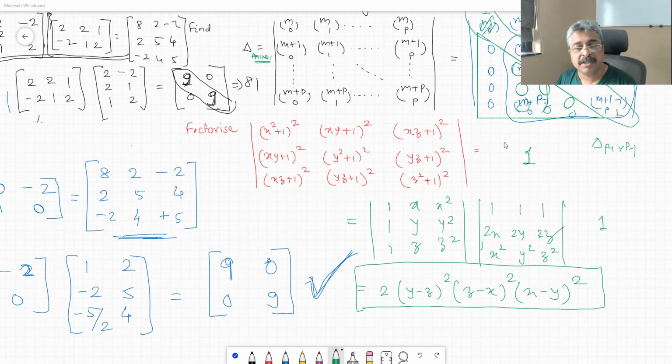And question 3 is direct factorization. The factorization of the given determinant is [1, 1, 1; x, y, z; x square, y square, z square] times [1, 1, 1; 2x, 2y, 2z; x square, y square, z square]. And these two are again the same if you take out the common factor and take the transpose. Therefore, its complete factorization is 2 into (y minus z) square, (x minus y) square, and (z minus x) square.